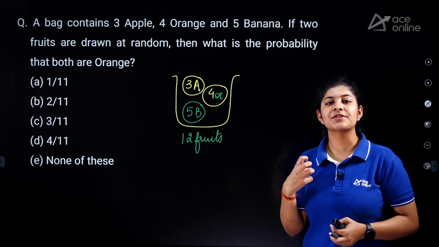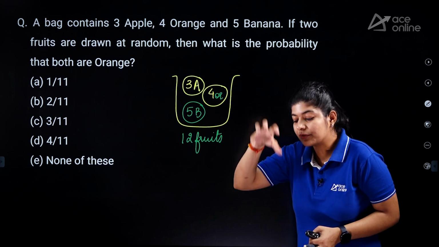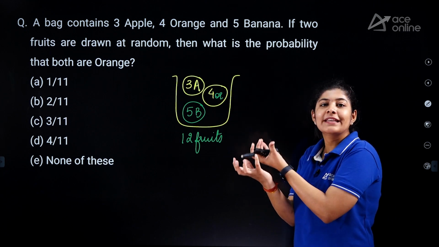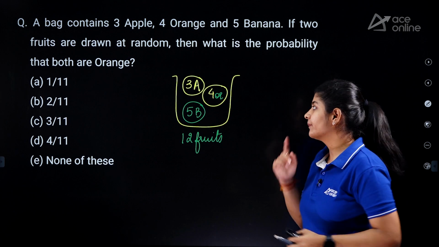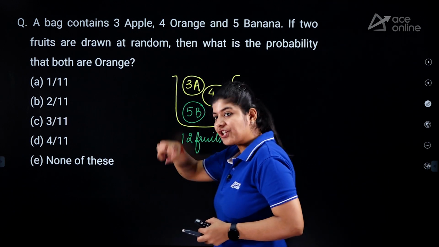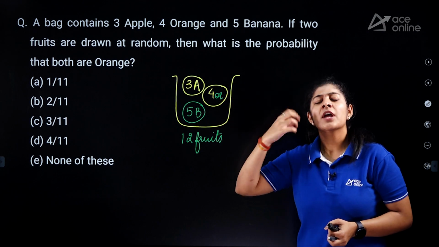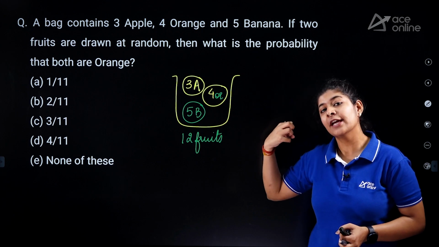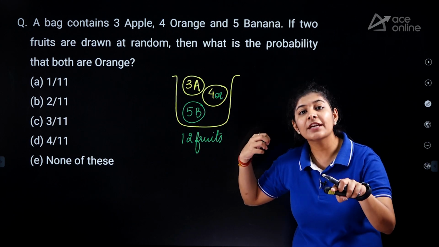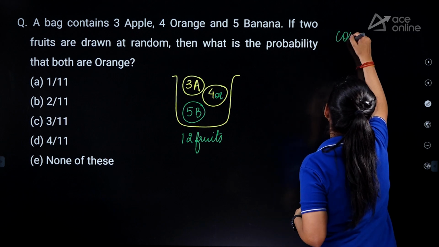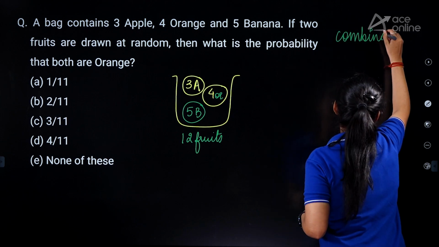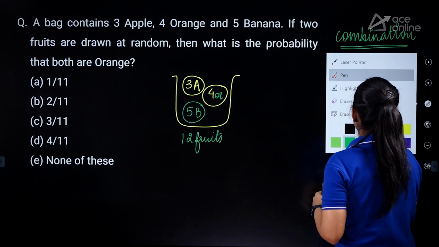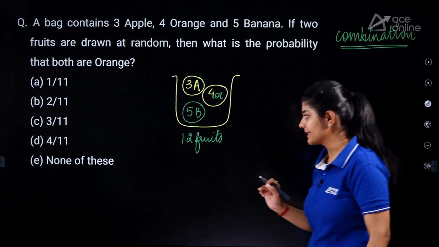And out of these 12 fruits, what I am going to do, I am just going to draw the 2 fruits out of this one randomly. And what I need these 2 fruits as my orange. Okay. So whenever we talk about the selection, right, we are just selecting the fruit, right? So what concept we have to apply over here? Whenever we talk about the selection, we have to apply the concept of combination, right? Okay.